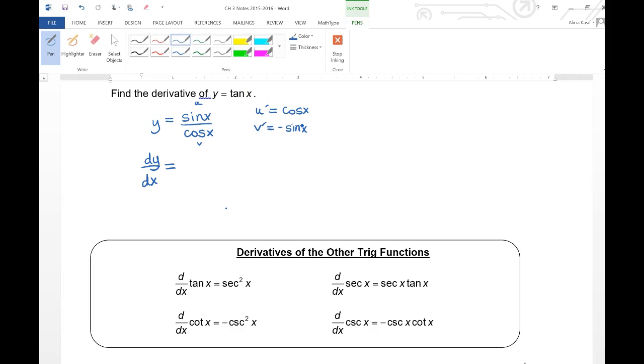Okay, so it's low d high, so cosine times the derivative of the top, which is cosine. Take high, so that's sine, d low, so that's negative sine x, all over cosine x squared. You okay with that? This is the one that I said you have to know, because what happens in the numerator, we get cosine squared plus sine squared.